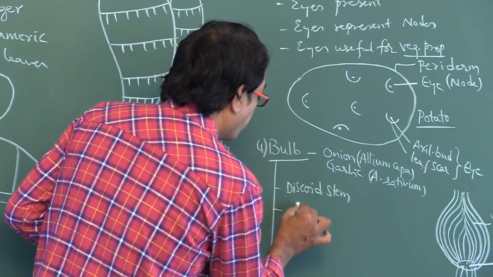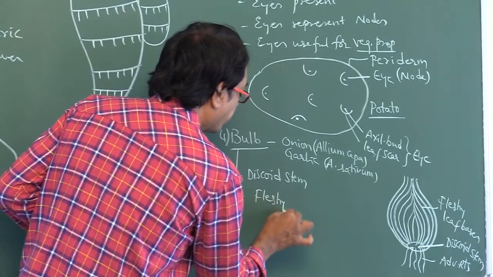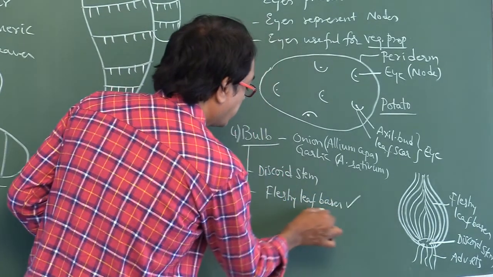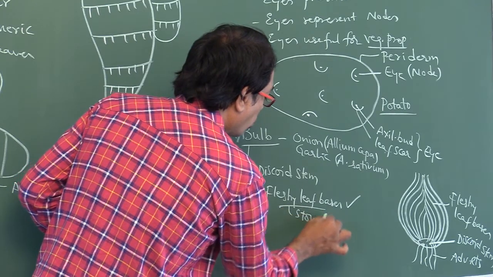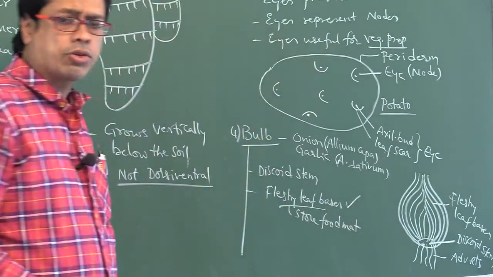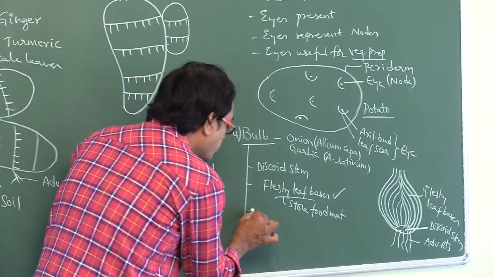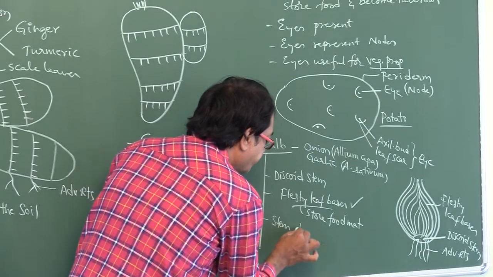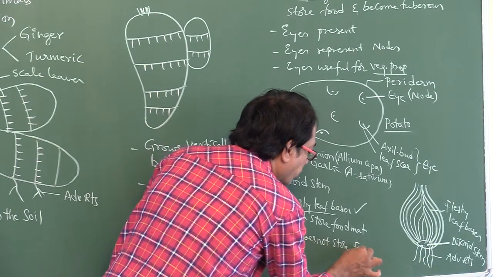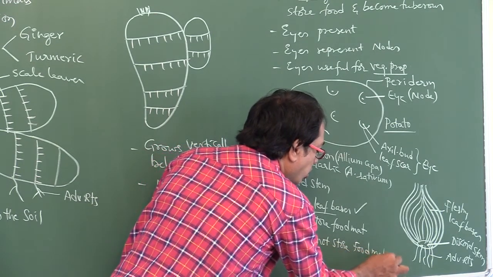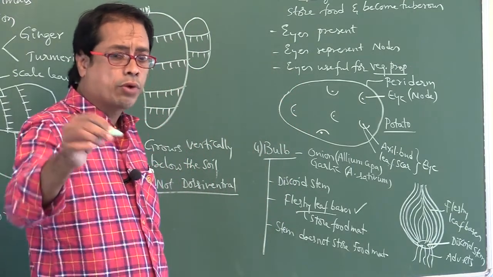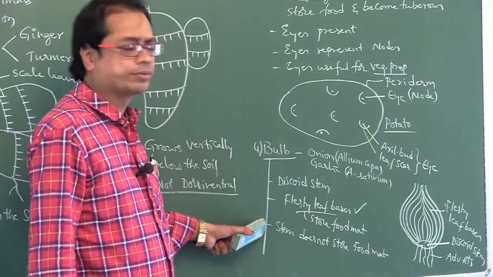And next one, fleshy leaf bases present. That is, they store food materials. The underground stem modification in which the stem does not store food materials means bulb.